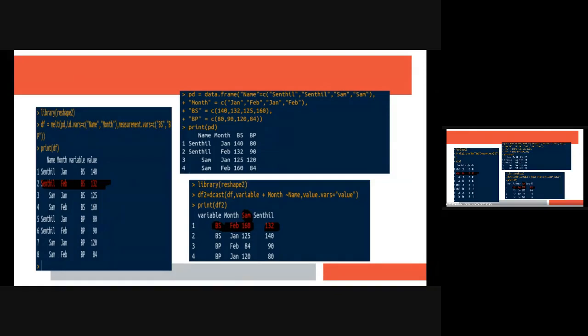Then this column is over. Then again consider Sam itself. Then we have to fill one more column, that is January's blood sugar value. What is the value of blood sugar for the month of January? It is 125, so it is filled here. At the same time, we need to fill the blood sugar of Senthil for the month of January. For Senthil, for the month of January, the blood sugar is 140. It is written here.